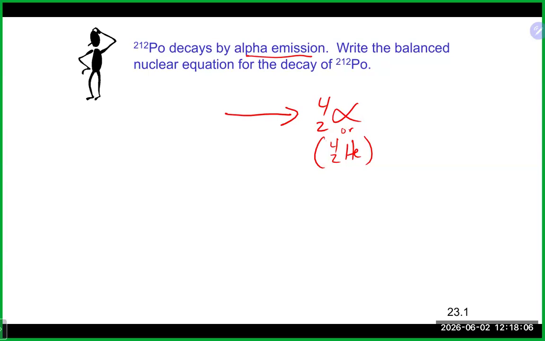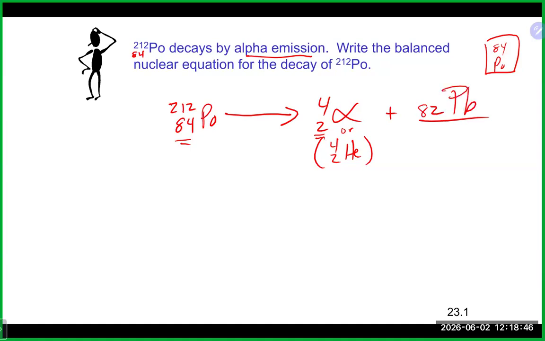I would probably go to my periodic table and find Po, which is up there somewhere. What number is it? It is right there, 84. That would give me my missing atomic number in this case. That was not provided to me. Now I'm looking for what's going to form on the other side. So all we have to do is start with our atomic number. We got 84 on the left, 2 on the right. 84 minus 2 is 82 for our atomic number. And if we go to the periodic table, we can see number 82 is lead.